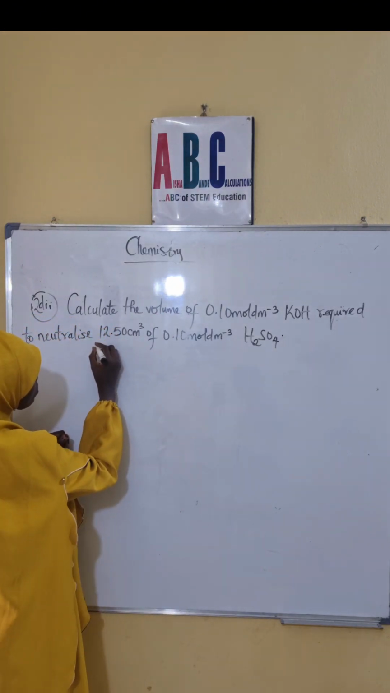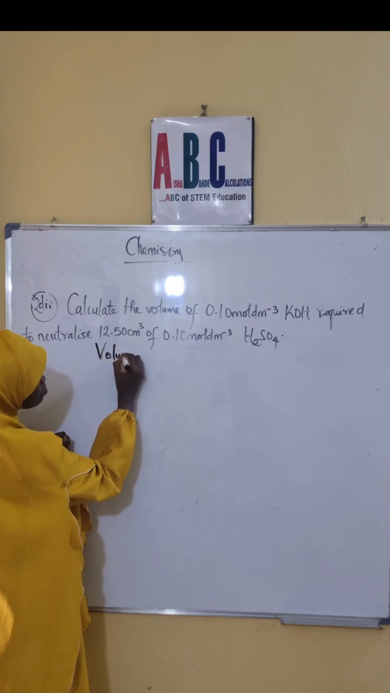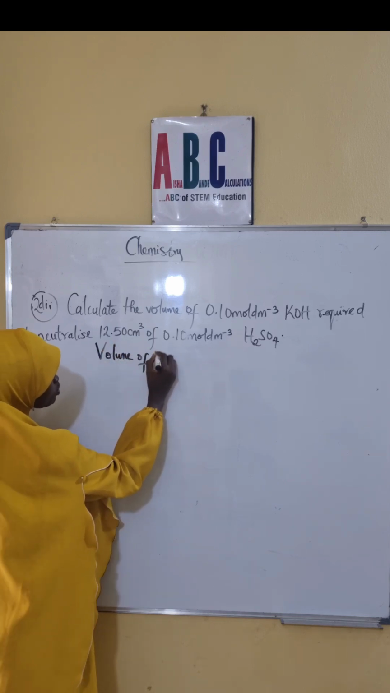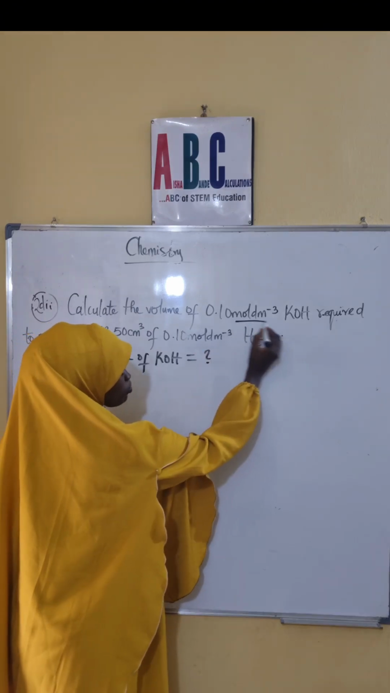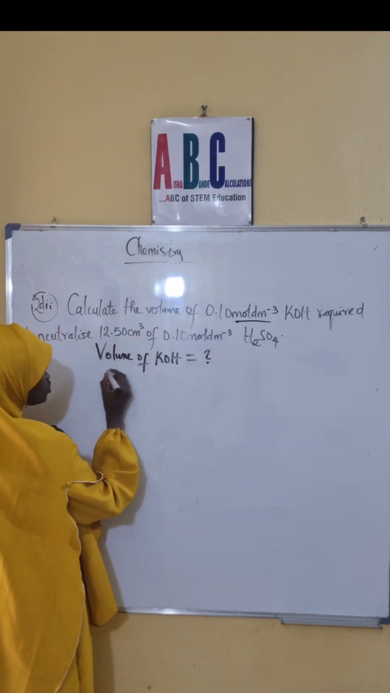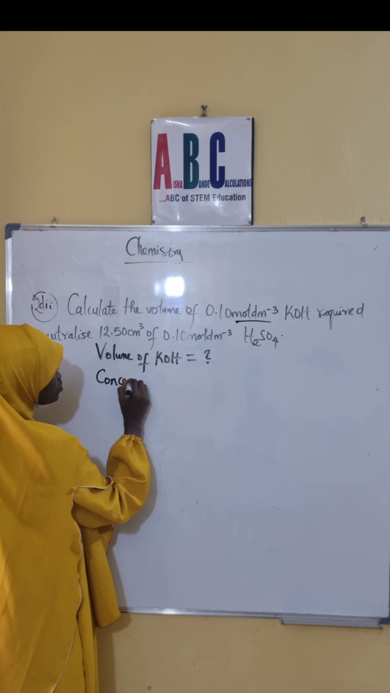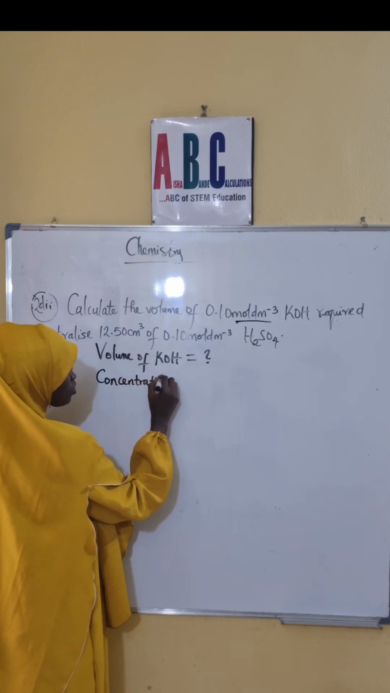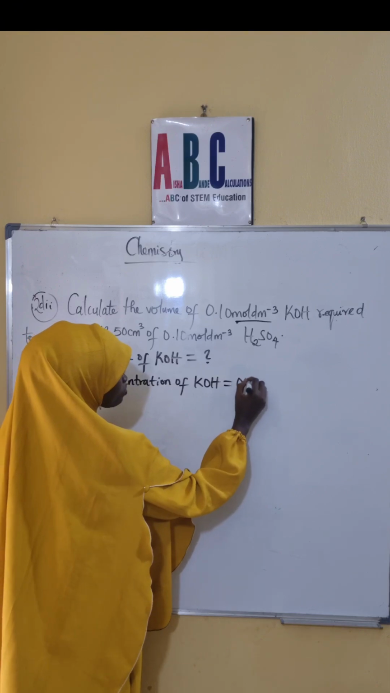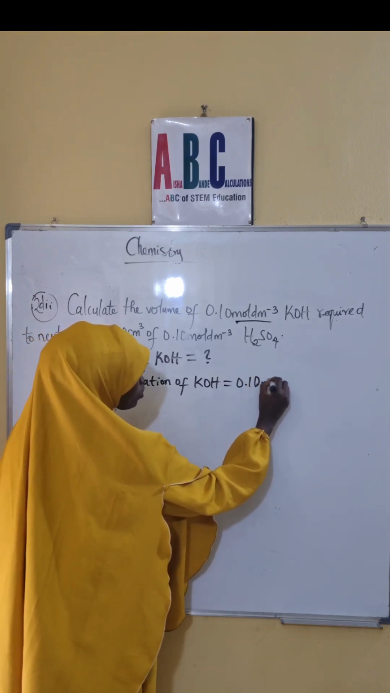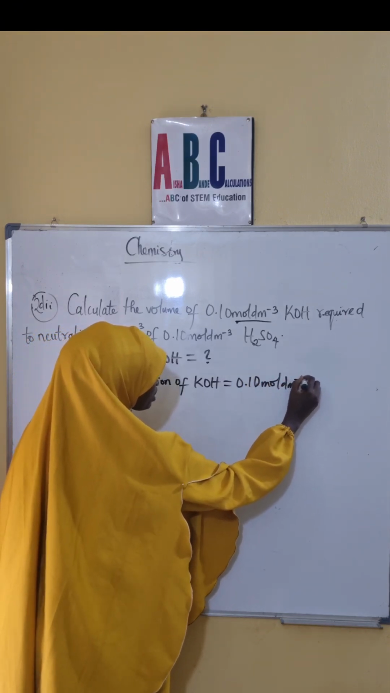We're required to calculate the volume of potassium hydroxide, so this is the unknown. Whenever you see mol/dm³, it stands for concentration. So we have the concentration of potassium hydroxide given as 0.10 mol/dm³, right?